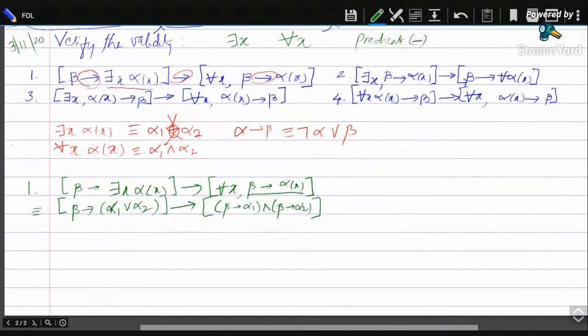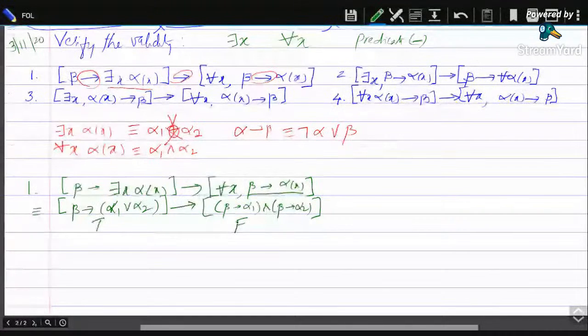Done. Now there are two options to verify whether this is valid or not. One, to prove that this is true, or to prove that this is not true. So which one is easier? To disprove is easier because you can just check this false on this side and true on this side. You make this true on this side and you make this false on this side, and just show that this is not true. True on this side, false on this side.